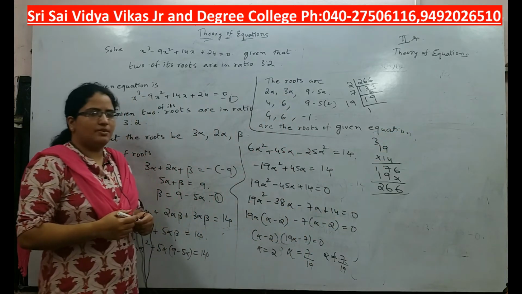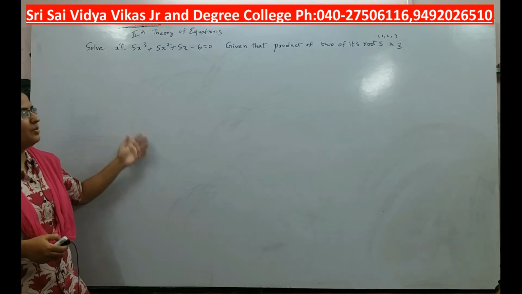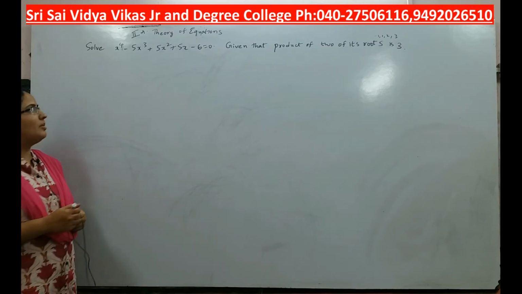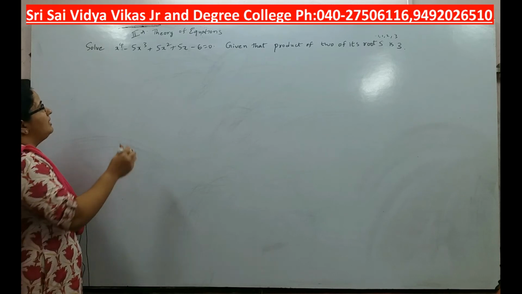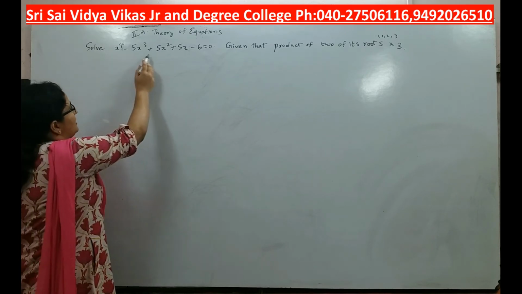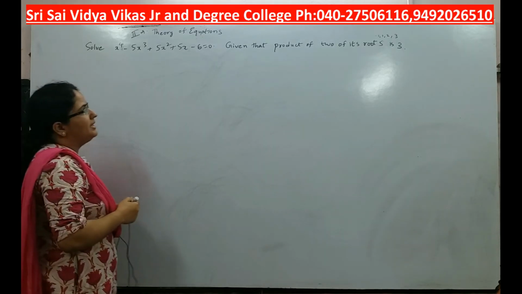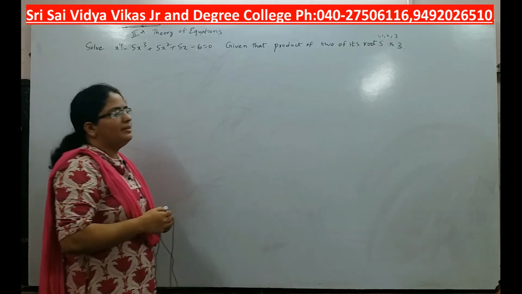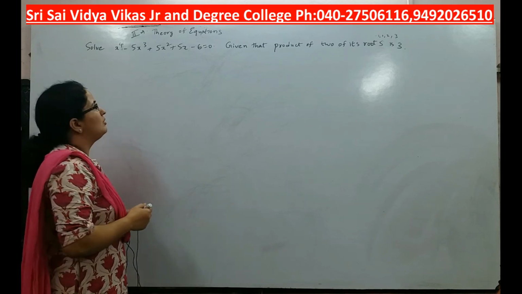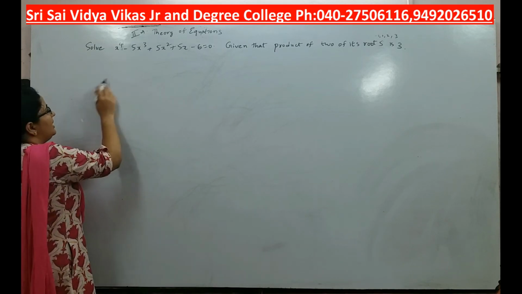We shall see the next question. Okay students, this is the next problem. You are given an equation x power 4 minus 5x cube plus 5x square plus 5x minus 6 is equal to 0. Given that product of two of its roots is 3, you have to find all the 4 roots. Let us see how to do it.